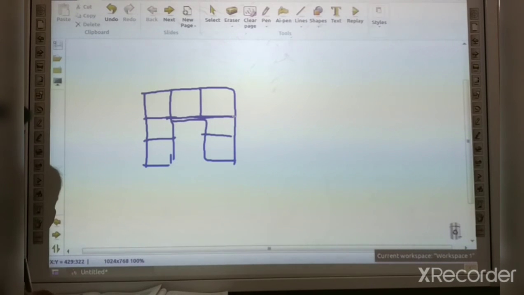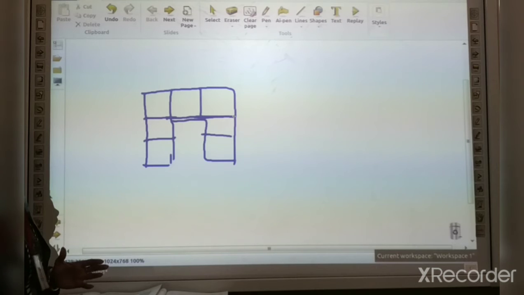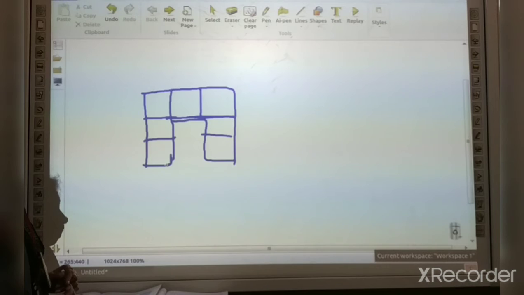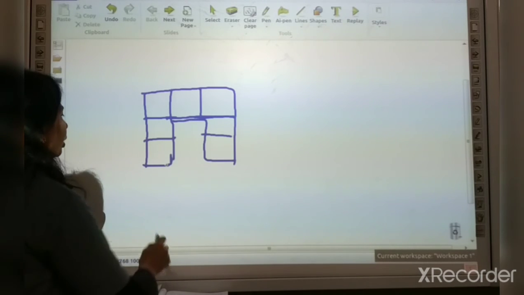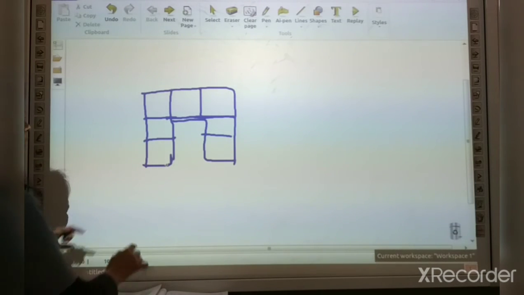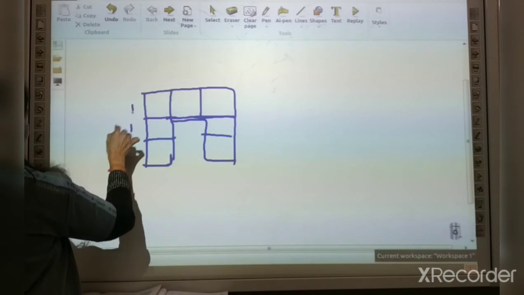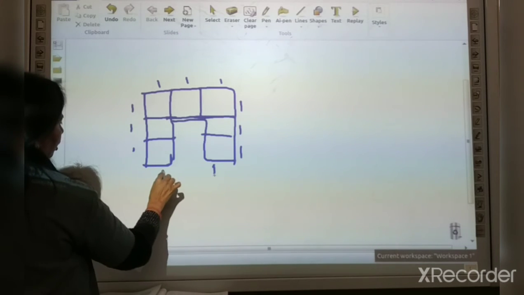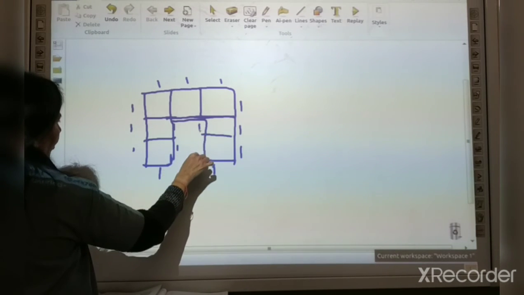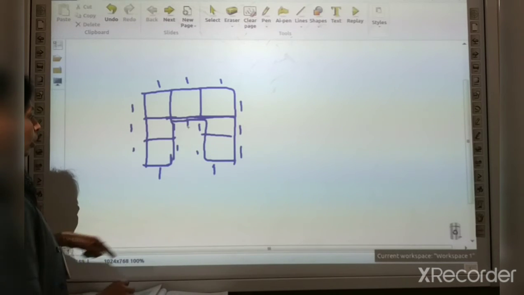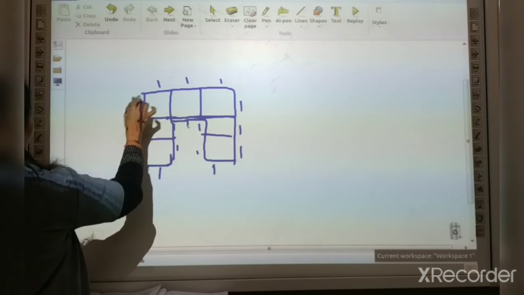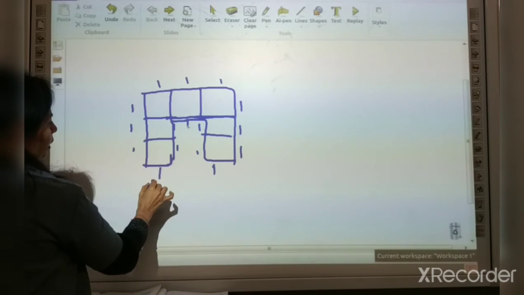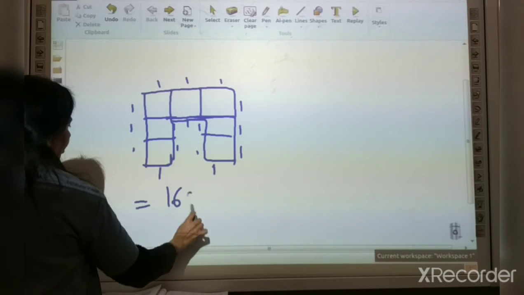Right? Find the perimeter. Each small square is of size 1 centimeter. You have to find the perimeter of the shape, this irregular shape. So you know very well, each square is 1 centimeter. 1, 1, 1. Right? 1 centimeter, 1 centimeter, 1 centimeter, 1, 1, 1, 1 and 1, 1. Right? Now add. So 1 2 3 4 5 6 7 8 9 10 11 12 13 14 15 16. So answer is 16 centimeter.